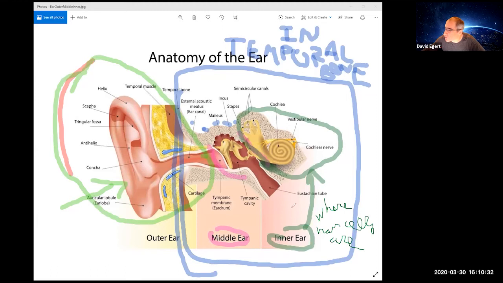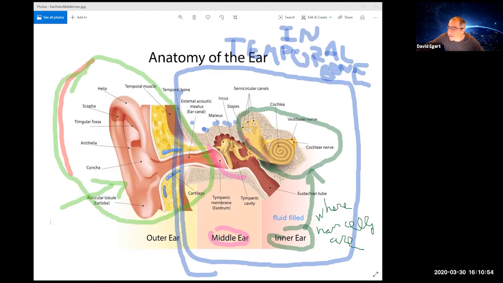But this is all fluid filled. I wonder if I can use a little text. Holy crap, I can use a little text. Let me see how this works. This is fluid filled, woo! So the inner ear is fluid filled. That's where the hair cells are.